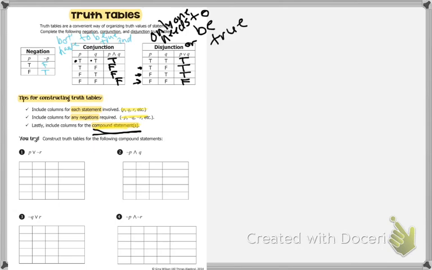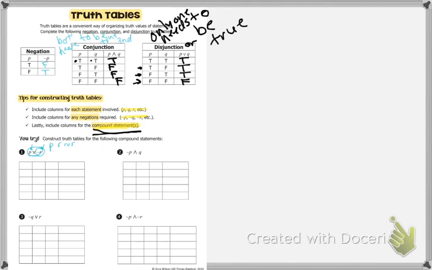So if we look at number 1, we have P and we have not R. This is a negation. That means in order to have not R, I have to have R. So I'm going to have P, I'm going to have R, then I'm going to have not R, and lastly, I'm going to have the conjunction.